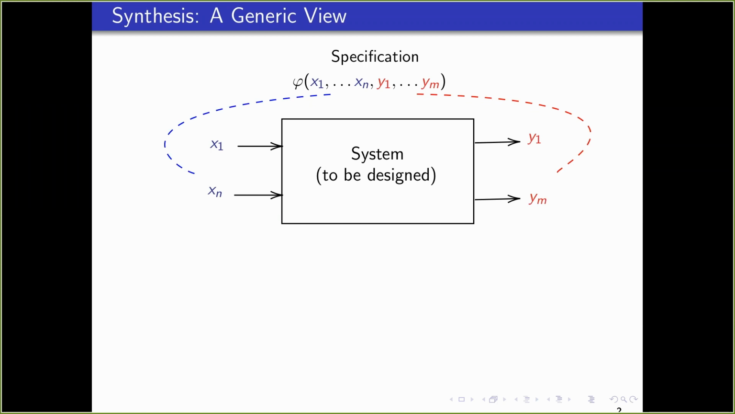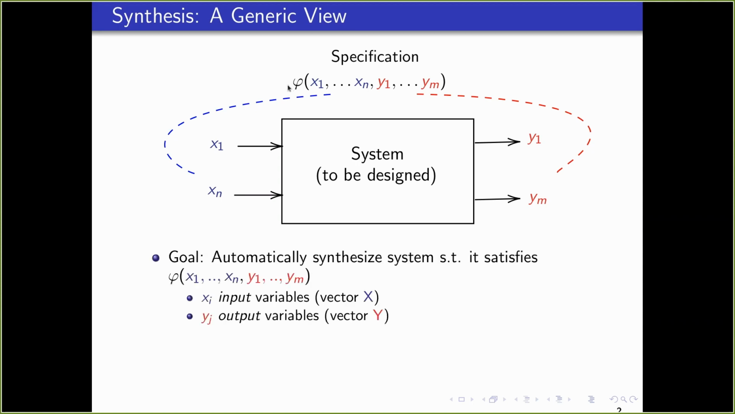So what is the Boolean functional synthesis problem, or what is the synthesis problem in general? We want to design a system, a box that we don't know what its internals should be. But we know that it has some inputs labeled x1 to xn, and some outputs labeled y1 to ym. And we have a specification that the inputs and outputs must satisfy, given in some formula in some logic phi. So our goal is to automatically synthesize the system such that the specification phi is always satisfied.